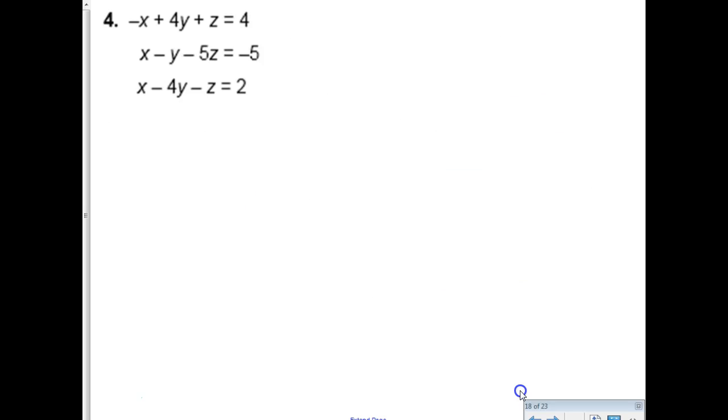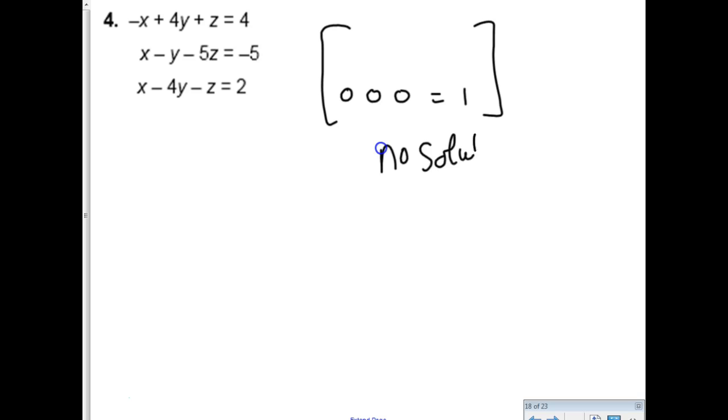Spoiler alert, number 4 comes out to no solution. And here's why. When you get to the bottom row, it says 0 plus 0 plus 0 equals 1. So in your RREF matrix, 0 does not equal 1, so that means that this is no solution. I want to talk about number 5 because that's a good application of how this matrix could be used.